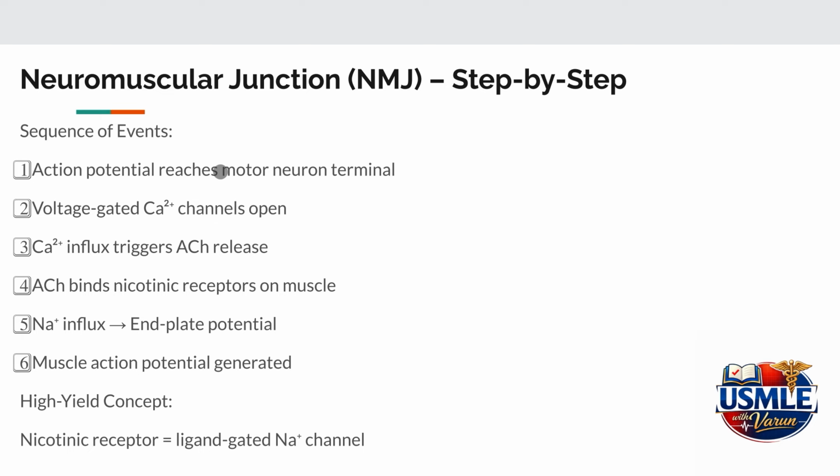Action potential reaches the motor neuron terminal. Voltage-gated calcium channels open. Calcium influx triggers acetylcholine release. Acetylcholine binds nicotinic receptors on muscle. Sodium influx then leads to end plate potential or depolarization. A muscle action potential is generated as a result of depolarization of the postsynaptic membrane. So, we need to remember that this nicotinic receptor is a ligand-gated sodium channel, and whenever it is stimulated through binding with acetylcholine, the sodium channel opens, and there is influx of sodium, which leads to depolarization eventually.